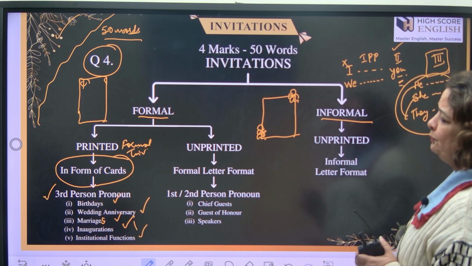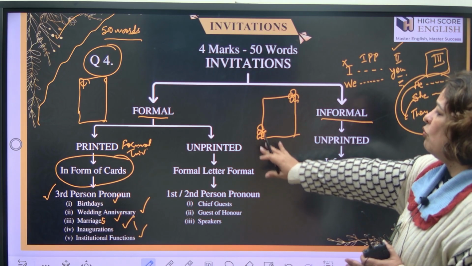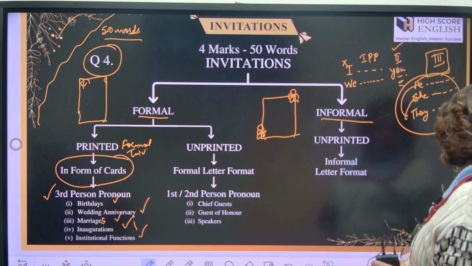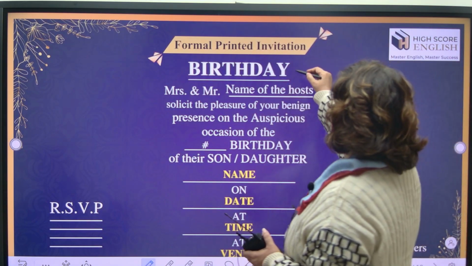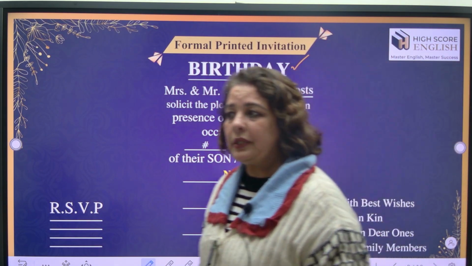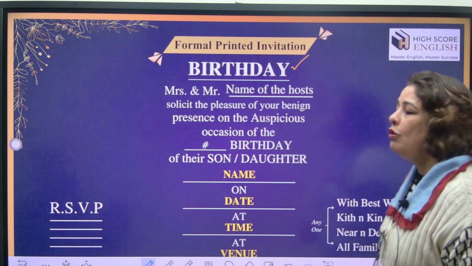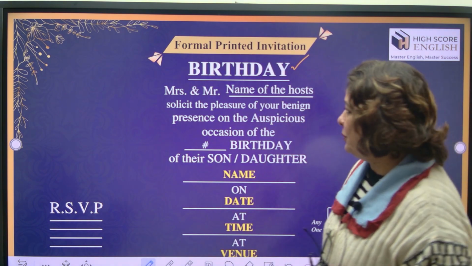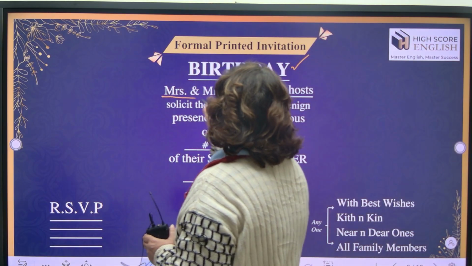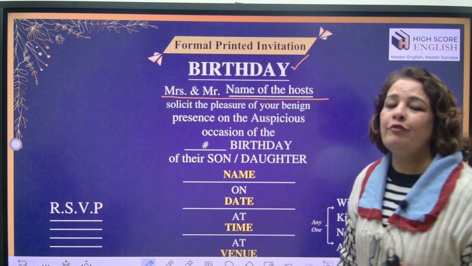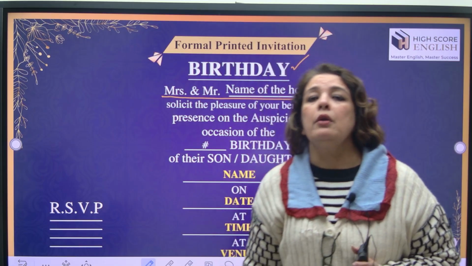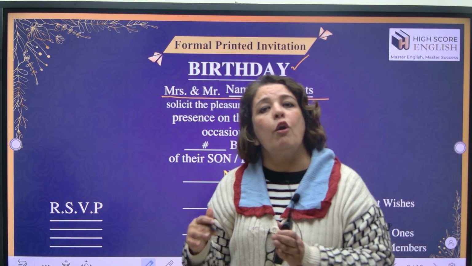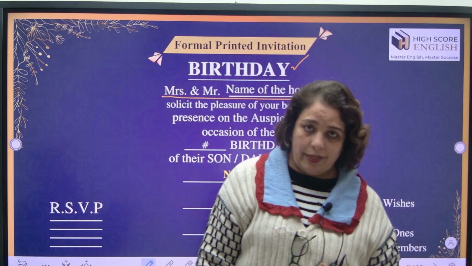Let us move further. What is formal one? What is unprinted one? I'll let you know afterwards. Now we are starting with birthdays. The first we are doing is birthdays. As I told you, it is always done in third person pronoun. Why we have to do in third person pronoun? Because on the top we are writing the name of the persons who are inviting you. Name or names of the person or persons who are inviting you.